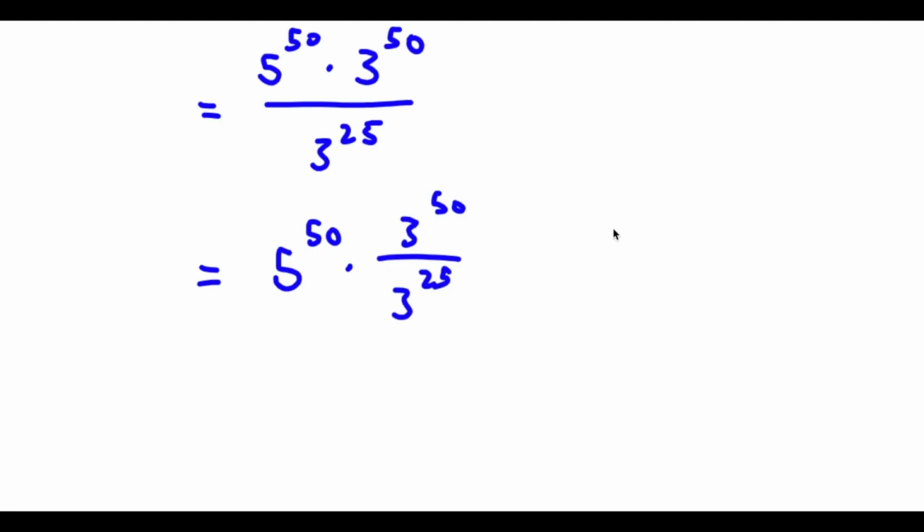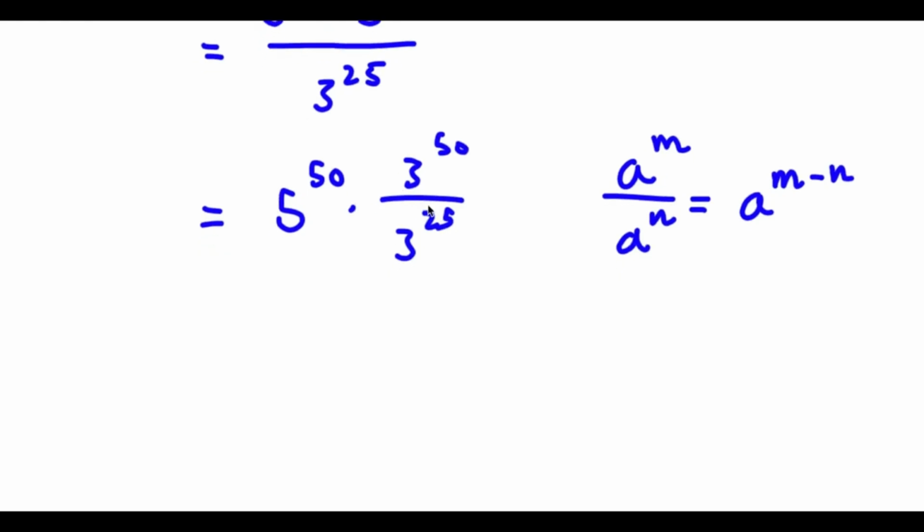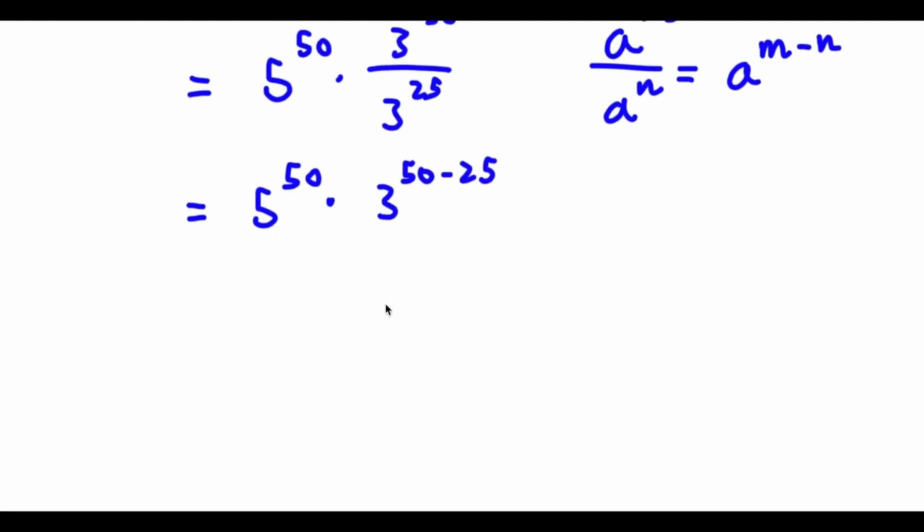And now if I have something in the form a to the power of m over a to the power of n, this is equal to a to the power of m minus n. So 3 to the power of 50 over 3 to the power of 25 is going to equal 3 to the power of 50 minus 25. And 50 minus 25 is equal to 25. So now I have 5 to the power of 50 times 3 to the power of 25.